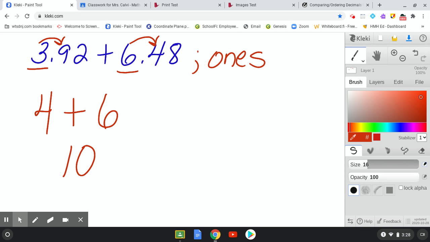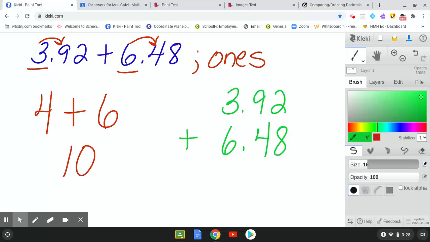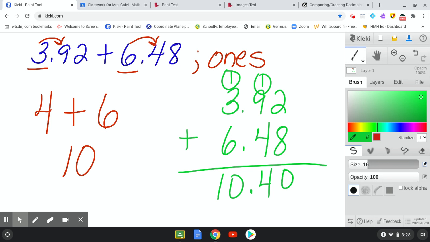Okay? So if we were to actually add the actual number, if we were to add 3.92 and 6.48, the actual answer should be close to 10. That's the whole point in estimating. So 2 and 8 gives me 10. 1 and 9 gives me 10. Plus 4 gives me 14. Drop down the decimal. 1 and 3 gives me 4. 4 and 6 gives me 10. So the actual answer is 10.40, and our estimate is 10. So our estimate is close, so that looks good.